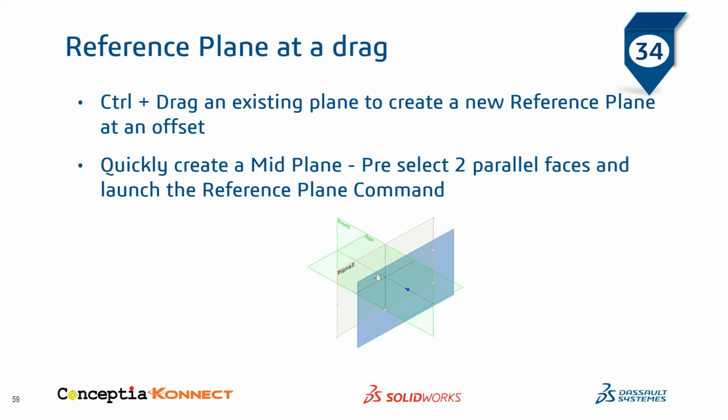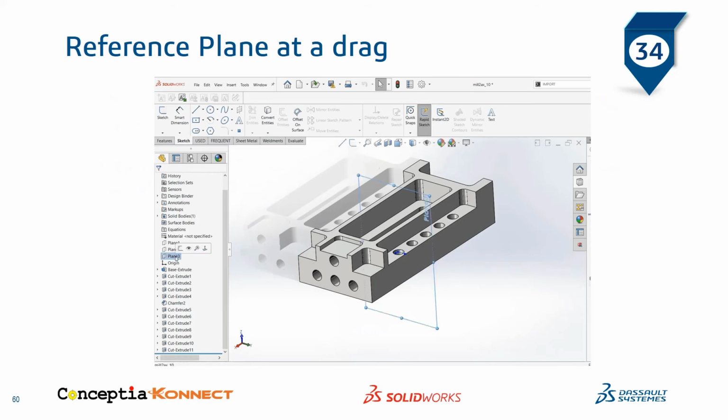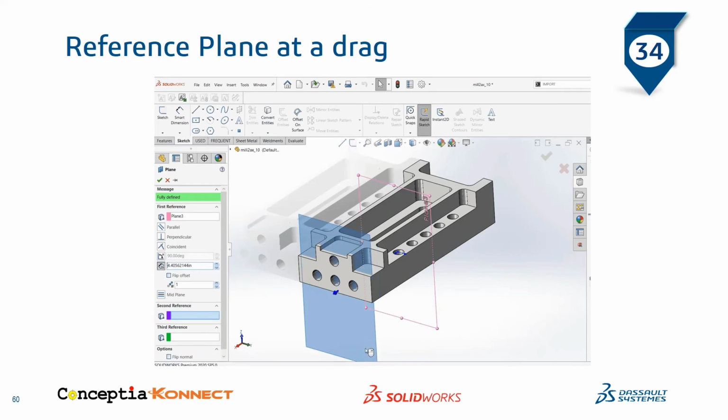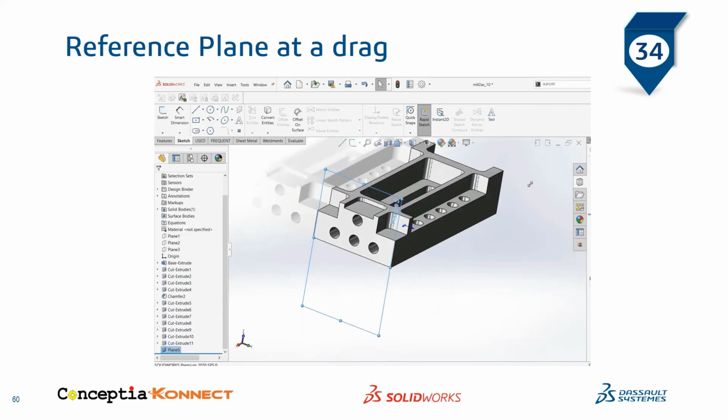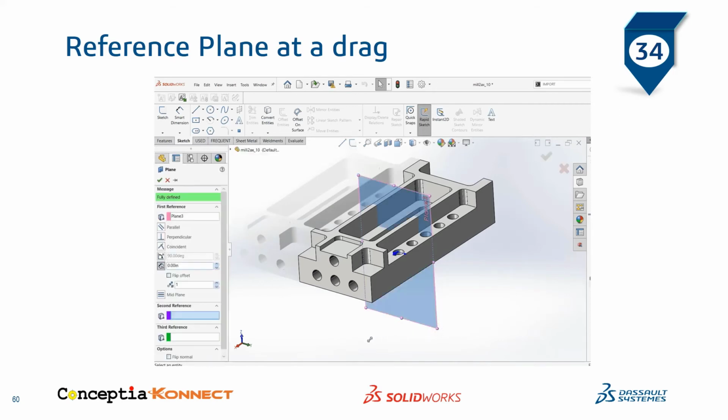Number 34. Reference plane at a drag. Create instant planes without using the options. Hold the Control button and drag an existing plane in the desired direction to create a new reference plane at an offset. So Control and drag it. Specify the distance if you need. Select OK. A new plane has been created. By selecting the plane, Control, hold it, drag it.